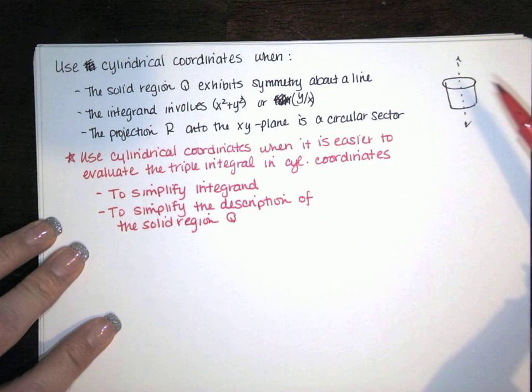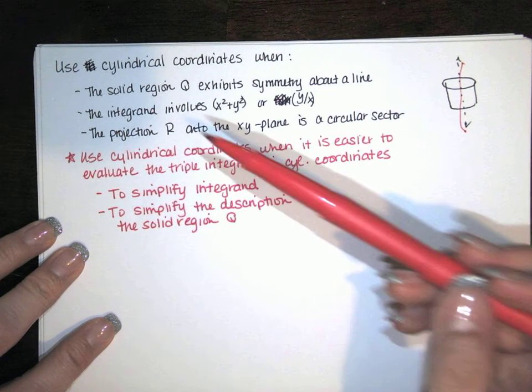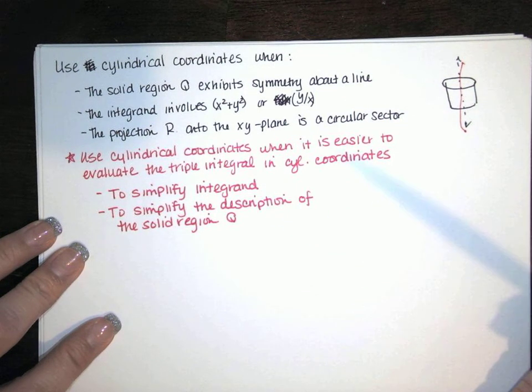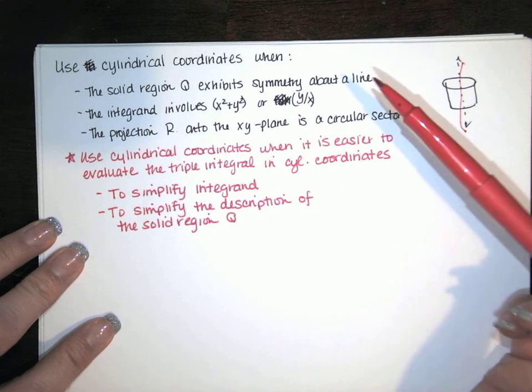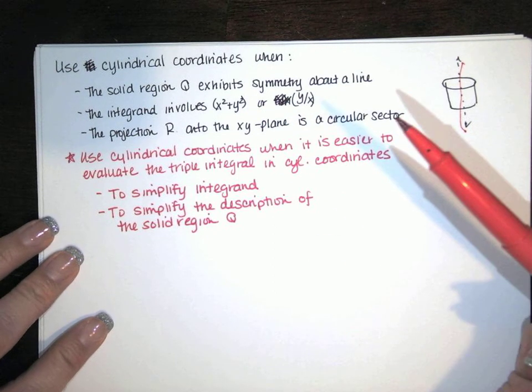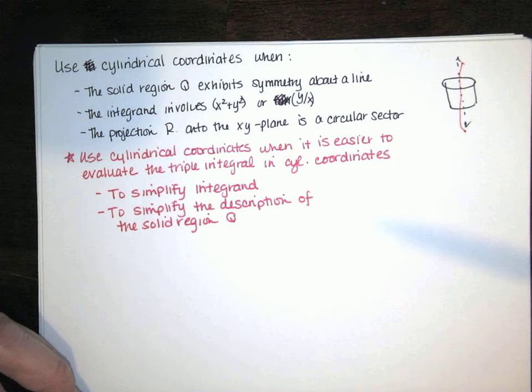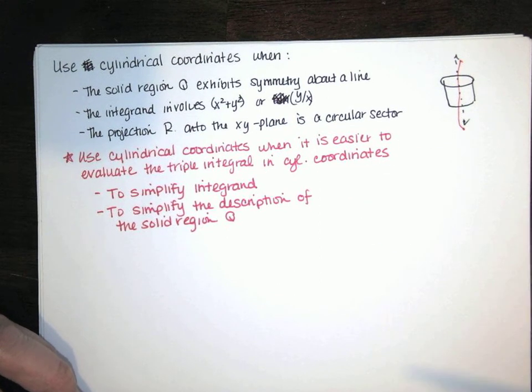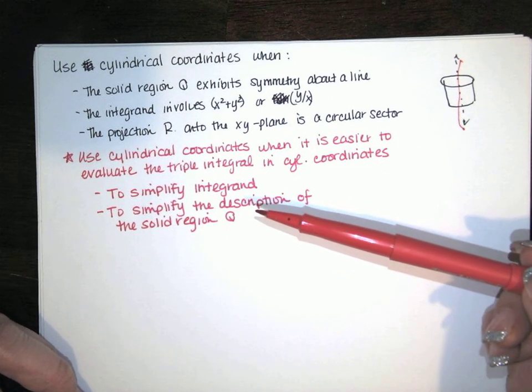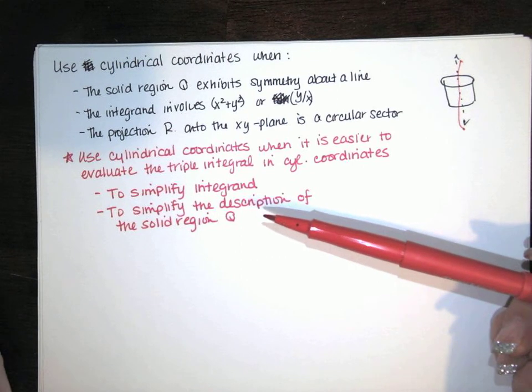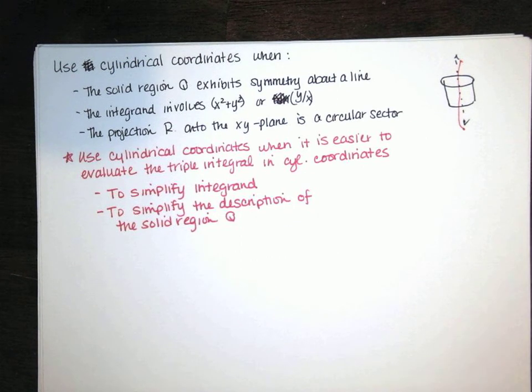If we have symmetry about a line, if the projection onto the xy plane is part of a circle, if the integrand involves an x squared plus y squared or a y over x, changing to cylindrical coordinates might make the integrand simpler. It might make the description of the solid region Q simpler, might make our bounds simpler. And so we would want to switch in that case.